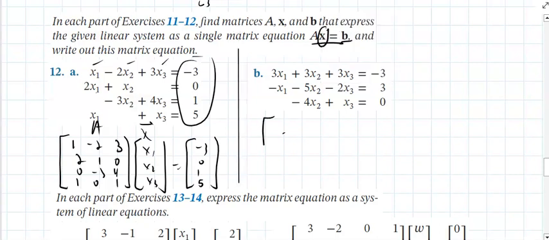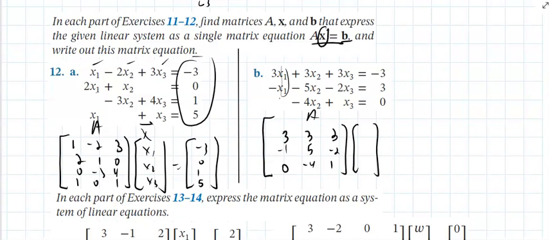Same deal here. If I really wanted to write this, this is 3, -1, 0, 3, 5, make sure those are lined up, and 2, 3, -2, 1. That's matrix A. Now the vector x will resemble the variables. What are they? If it's x, y, and z, you write x, y, and z. In this case, it's x1, x2, x3. And let me elaborate on what that means.